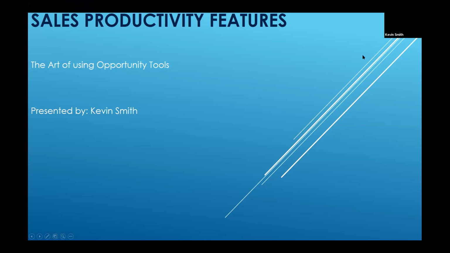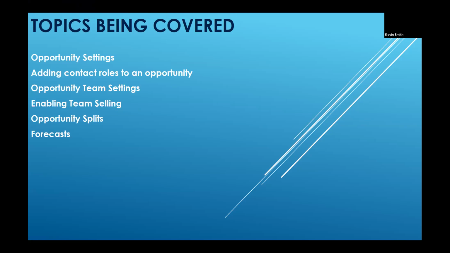So we're going to go over sales productivity features. And this is quite the task for me. So let's do this here real quick. I need to move over on this side. There we go. Okay, so we're going to go over opportunity settings, adding contact roles to an opportunity, opportunity team settings, enabling team settings, opportunity splits, and I'm briefly going to touch on forecasts.